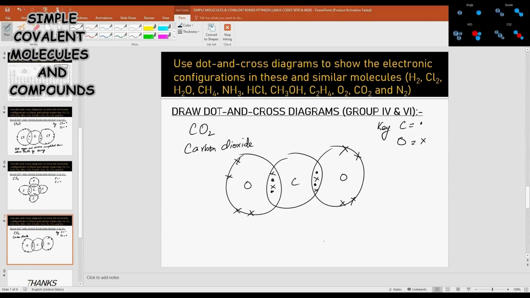If you count the total number of electrons in each circle, it will be 8. Let me do the working for each oxygen atom. 1, 2, 3, 4, 5, 6, 7, 8. 8 electrons. What about this oxygen atom? 1, 2, 3, 4, 5, 6, 7, 8. Again, 8 electrons. What about the carbon atom? 1, 2, 3, 4, 5, 6, 7, 8. Again, it also has 8 electrons. So all these three have completed their valence shells by sharing electrons.